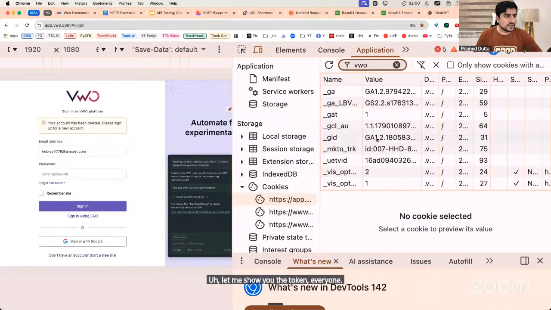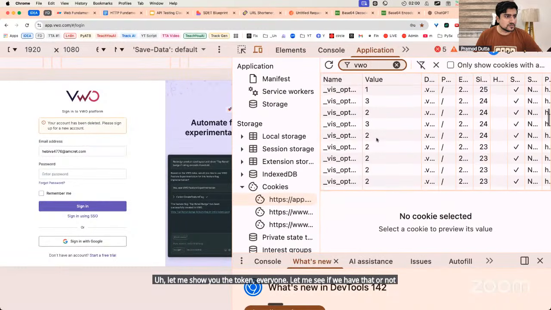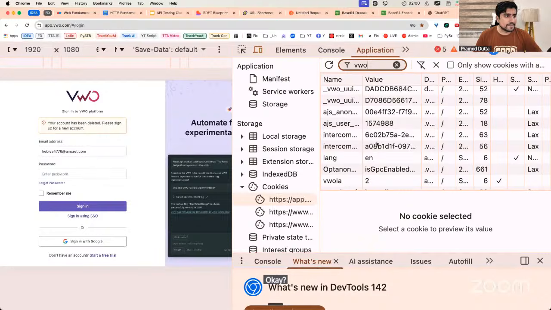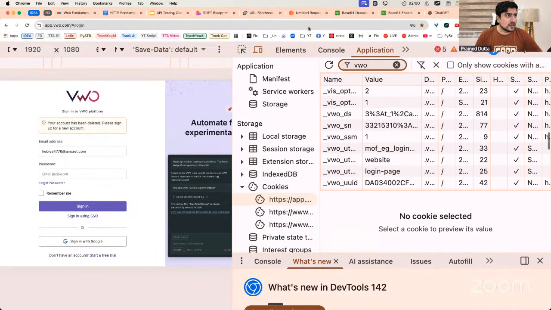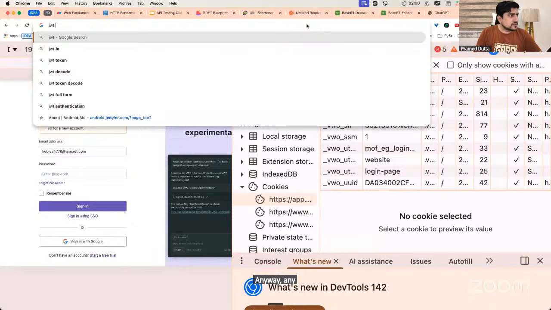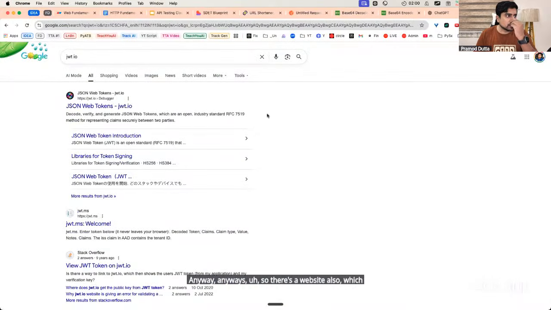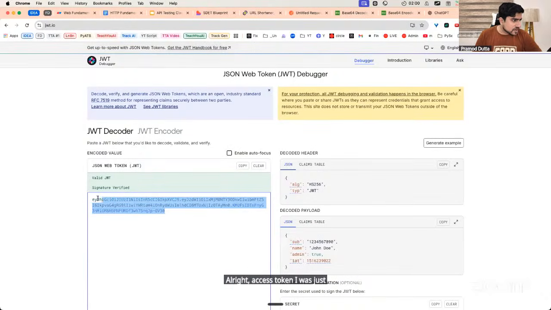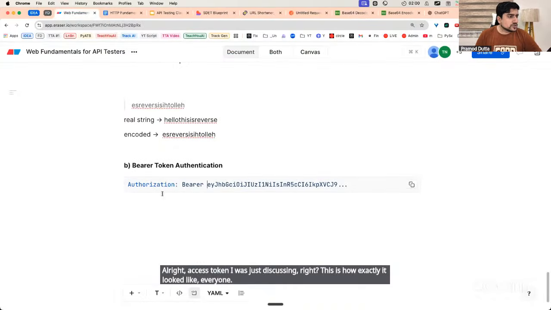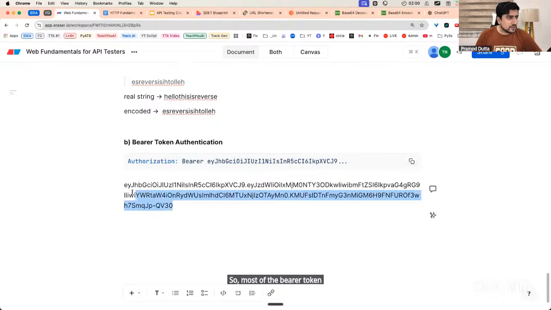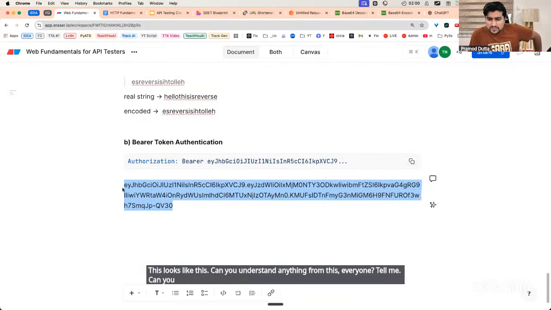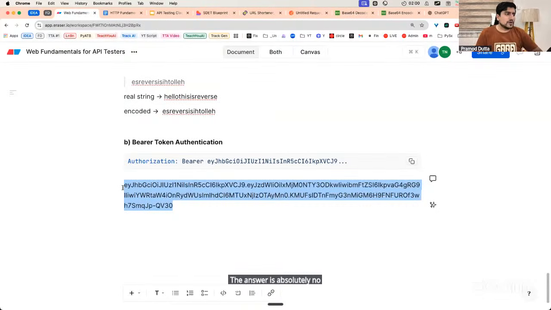Let me see if we have that or not. Anyways, there is also a website which can show you the JWT token, the access token I was just discussing. This is how it actually looks, everyone. Most bearer tokens look like this, very long. Can you understand anything from this? The answer is absolutely no. You will not be able to understand this.